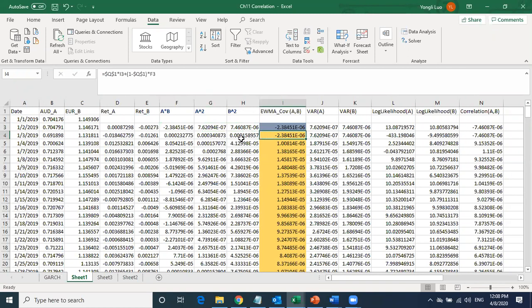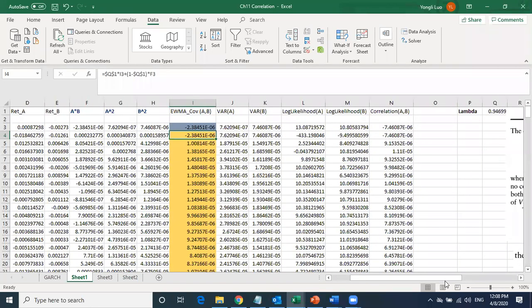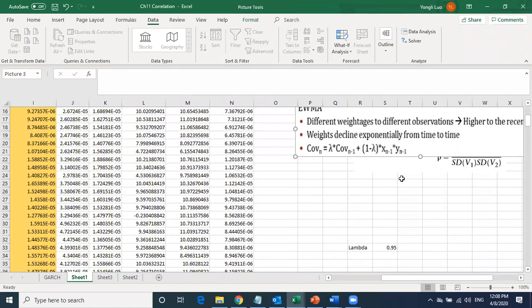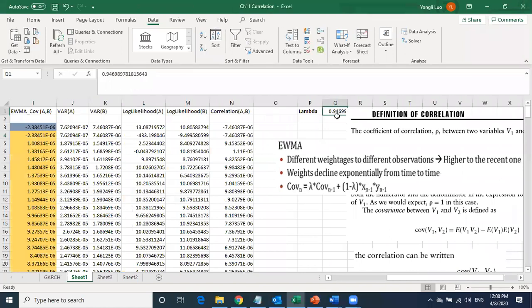But for the next one, you need to know that it uses this formula, the formula we just showed you here: the exponentially weighted moving average. You have the lambda. Suppose you have a lambda right here. Lambda times the covariance of the previous period. Look at this one. This is the covariance equal to lambda, which is Q1, you put the dollar sign to fix that, times I1.